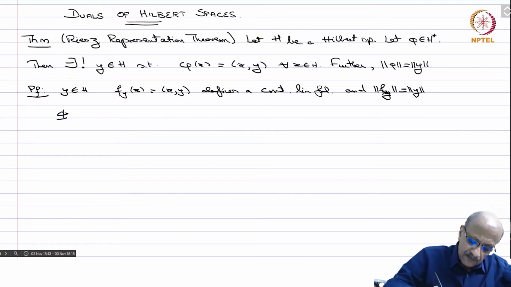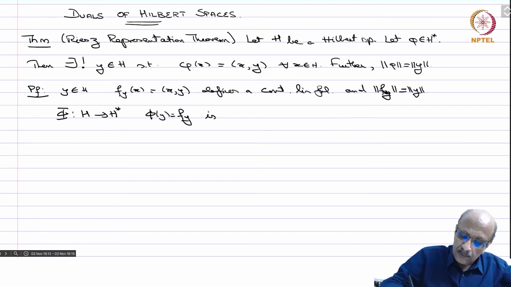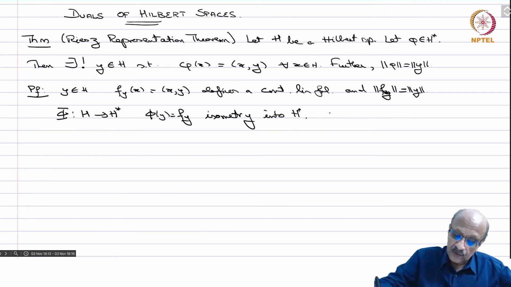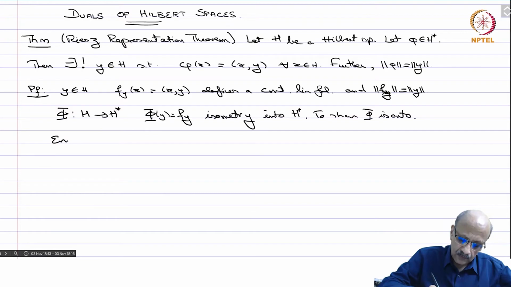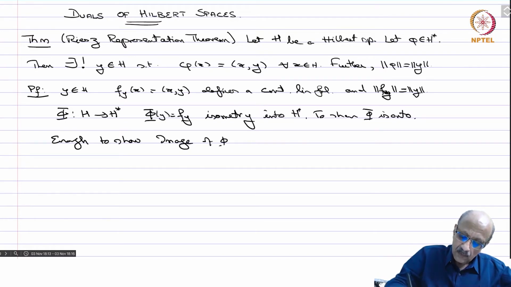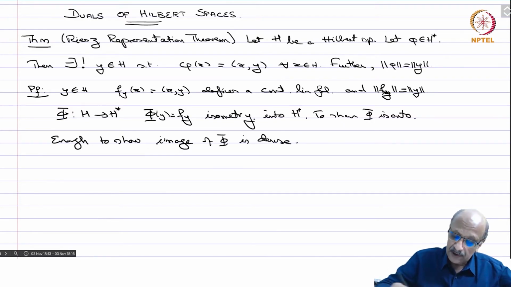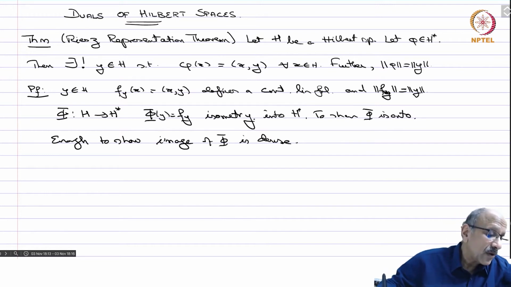So if you take the mapping phi from H into H star, namely y goes to phi of y equals f_y, this is an isometry into H star. So the image of phi is closed, and all we have to show is phi is onto, so it is enough to show the image of phi is dense. Since the image is already closed, since you have an isometry, it's enough to show that the image is dense. Okay, so that will complete the proof.